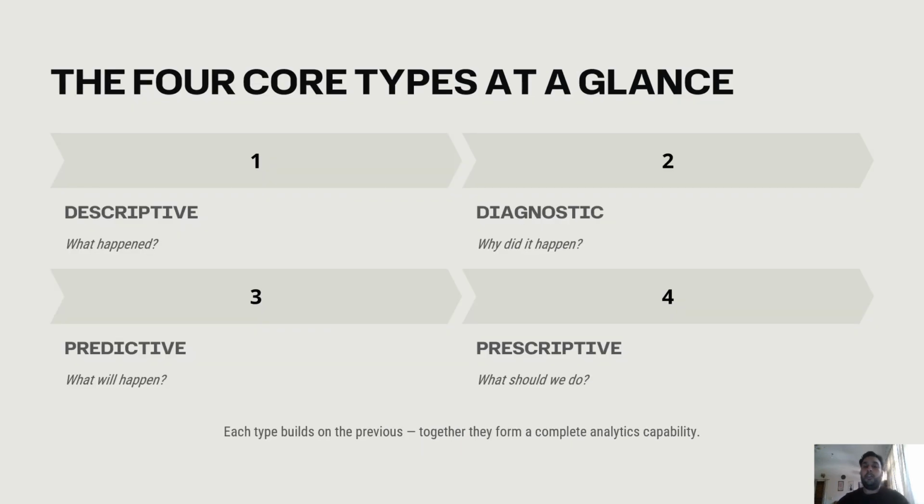The four core types at a glance: descriptive analysis, diagnostic analysis, predictive analysis, and prescriptive analysis. I would like to explain all these four with the help of examples. They are generally referred to as descriptive, diagnostic, predictive, and prescriptive. So let's start with the first one, descriptive, which already refers to the word describe. It has the word in it, right?